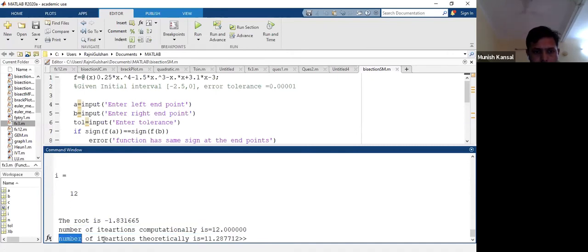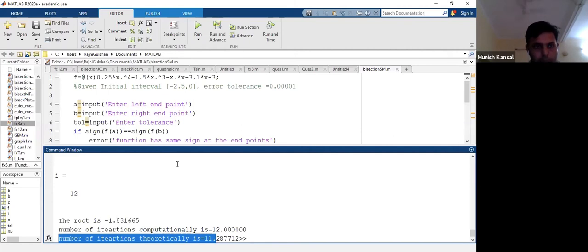And the number of iterations theoretically, with the help of the theoretical formula, I have also given the derivation in the notepad, is 11 point something. Obviously iterations cannot be 11 point something, so the nearest integer will be 12. So we are getting a close answer computationally also. Whatever we are saying theoretically is implemented computationally, right? So the root here is minus 1.83. You can also verify by plotting the graph of this function f with the help of the fplot command.